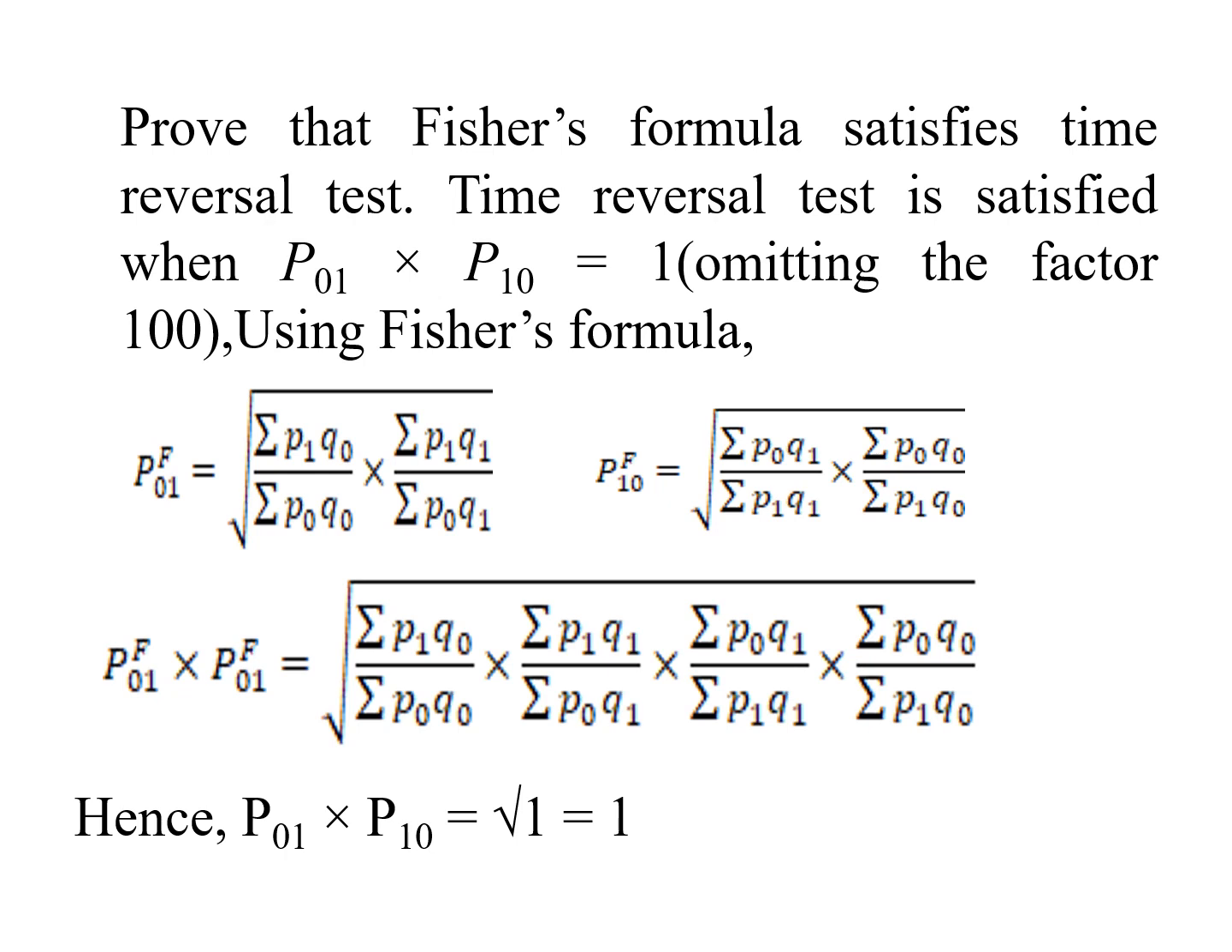Now we multiply both values. What we get is P01 into P10, which is equal to the square root of sum of P1Q0 divided by sum of P0Q0 into sum of P1Q1 divided by sum of P0Q1, into the other values. Now we can cancel all the values: sum of P1Q0 cancels, P1Q1 cancels, and the remaining terms cancel as well. Finally we get the square root of 1, which is 1, which means Fisher's formula satisfies the time reversal test.